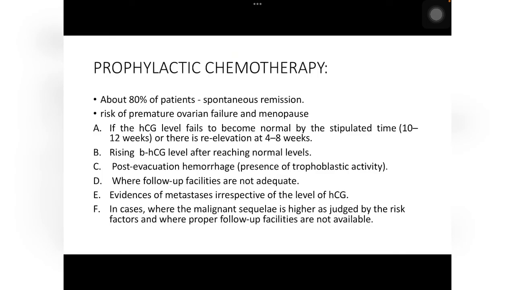Sometimes a patient may need prophylactic chemotherapy. Almost 80% of the patients are going to go into spontaneous remission following a molar pregnancy. So we don't have to give prophylactic chemotherapy unnecessarily, because all these drugs are going to cause the patient premature ovarian failure, menopause and everything.